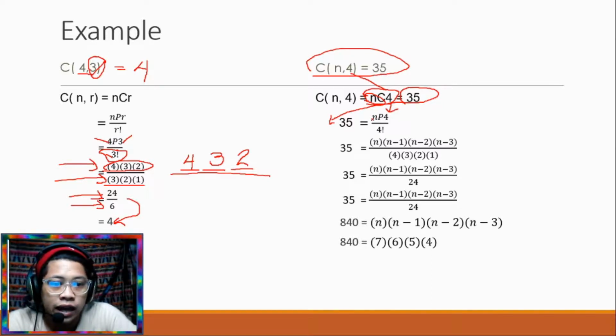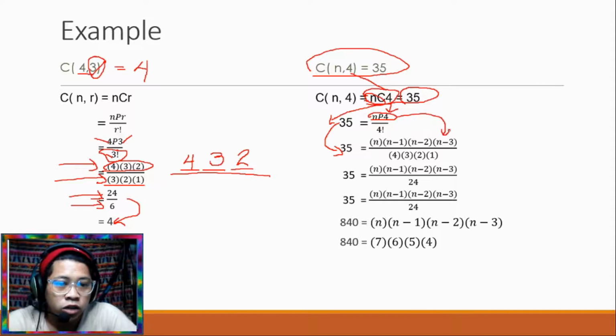nC4 equal po yan sa nP4, which is the permutation of n taken 4 at a time, then divided by 4 factorial. Bakit 4 factorial? Galing po yan sa r, which is 4. Now, bring down lang natin si 35. Then, isulat natin si nP4 into expanded form. Paano po mangyayari yan? Pansin natin, ang r natin dyan is 4. So, gagawa tayo dyan ng apat na guhit: 1, 2, 3, and 4.